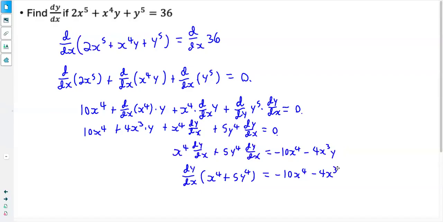And we'll leave this side as is for the time being. Now to get dy over dx on its own, we'll divide both sides by this. So that gives us dy over dx equals negative 10x to the power of 4 minus 4x cubed y over x to the power of 4 plus 5y to the power of 4. So this would be our dy dx of this function.